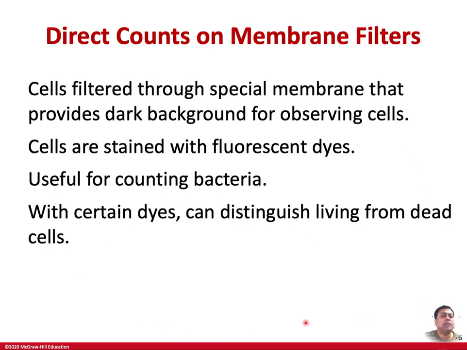There is also another process which uses a direct count on membrane filters. These membrane filters are 0.2 micron filters with a dark background, and they only allow the liquid media to pass through, and all the bacteria will be on top of the membrane. Then you stain them with a fluorescent dye, look at them, and you can count the bacteria. With certain dyes, you can also distinguish living or dead cells, because certain fluorescent dyes will be taken up only by the living cells, but not by the dead cells. So this is another quick count, a direct individual count of the bacteria.